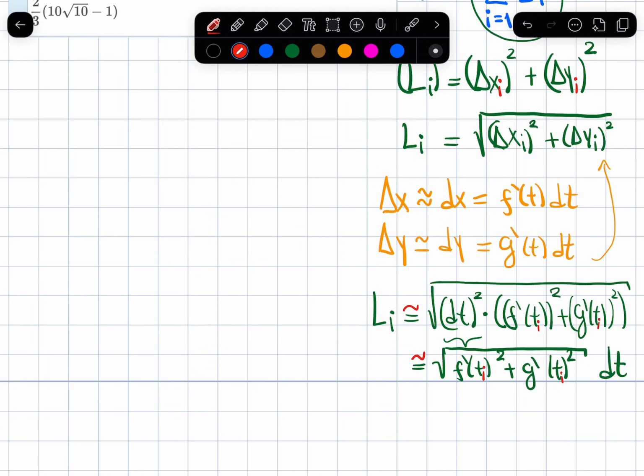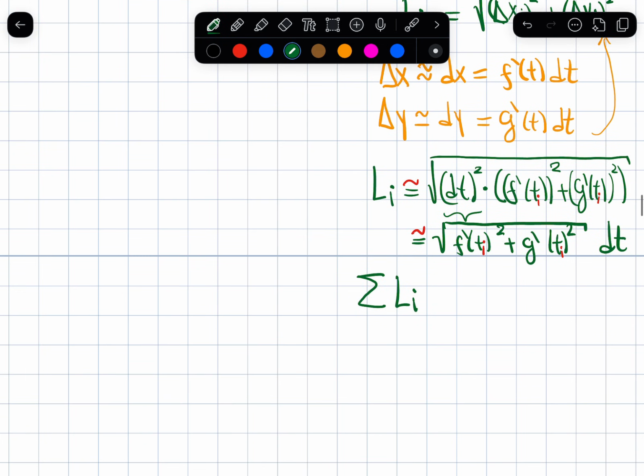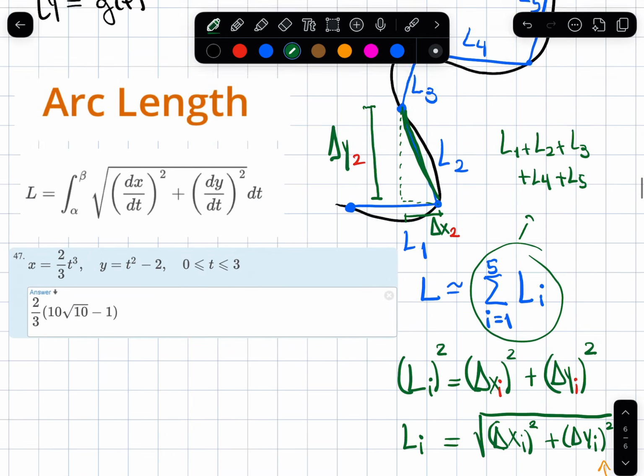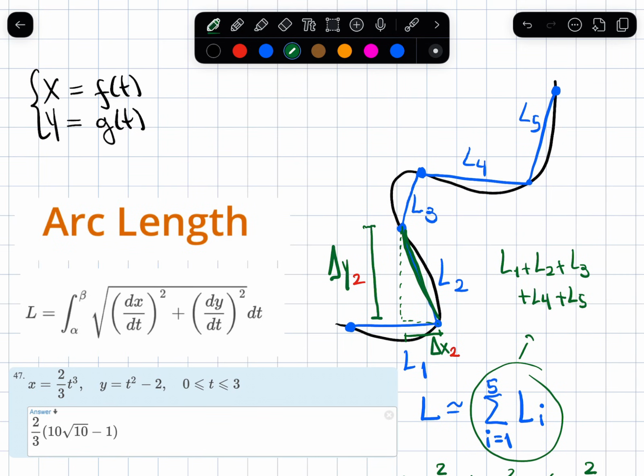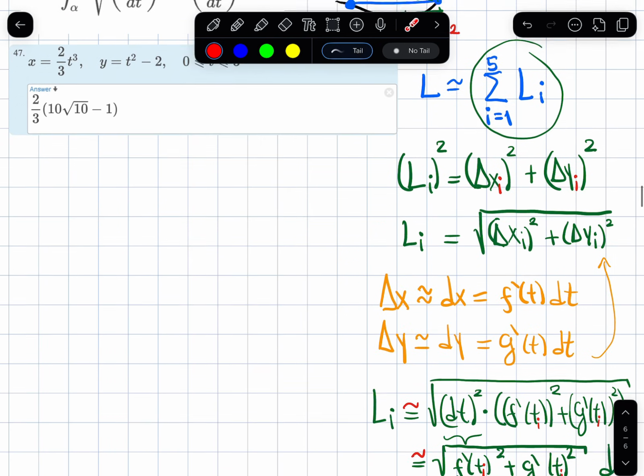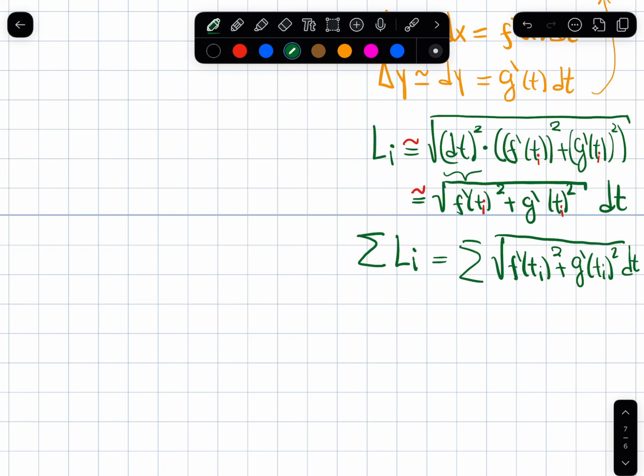But as you add them all together, as you add the Li's, and as you increase the number of divisions in your curve, right here I've only used 5 L's: L1, L2, L3, L4, L5. But if you increase the number of divisions, each of those is going to get smaller and smaller, and then the approximations will get better and better, and this instead will give me the integral.